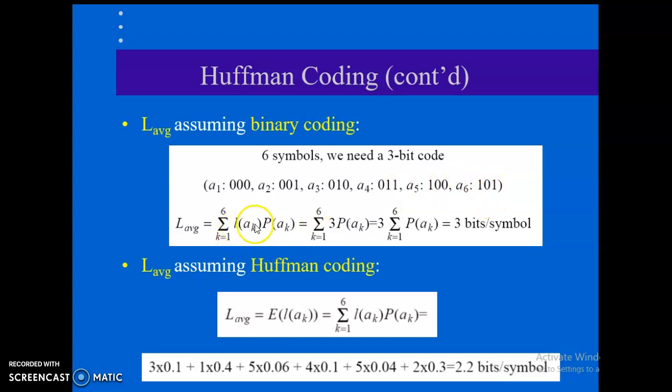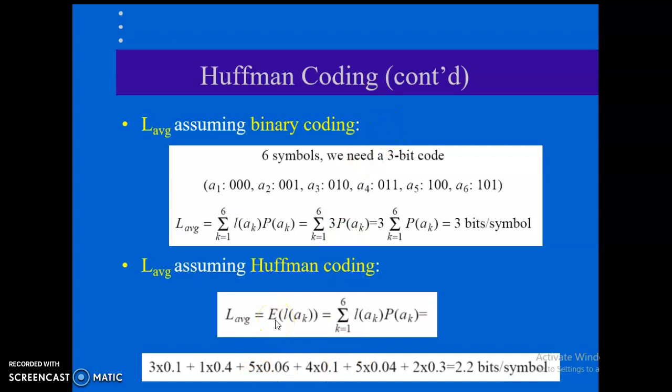1 2 3 4 5 6, L of AK P of AK, equal to 3 summation over K equal to 1 to 6 of P of AK, that is L of AK is 3, equal to 3 bits per symbol. This is L average assuming binary coding.